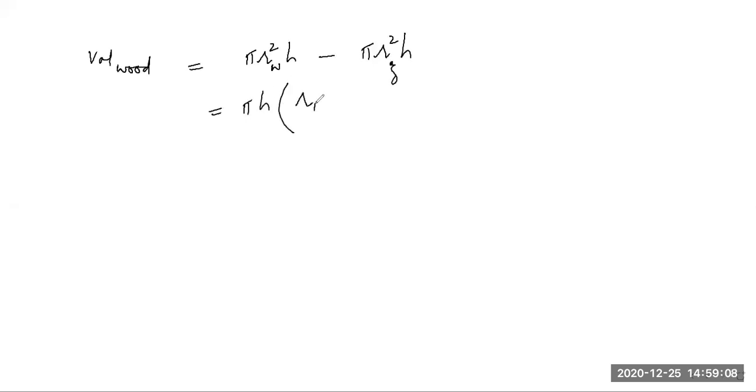Let's do it. So the volume of wood will be the outer cylinder, that is pi r square h, where r is the radius of the wood, minus pi r square h, where r is the radius of the graphite. So this will be equal to pi h common, into r w square minus r g square. Am I right? So this will be equal to 22 by 7 into what is h?